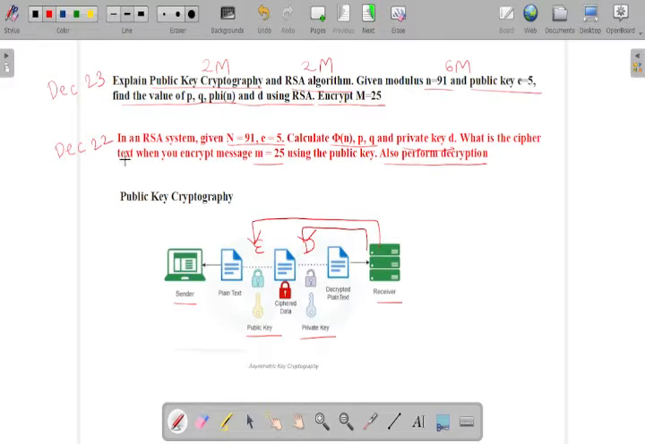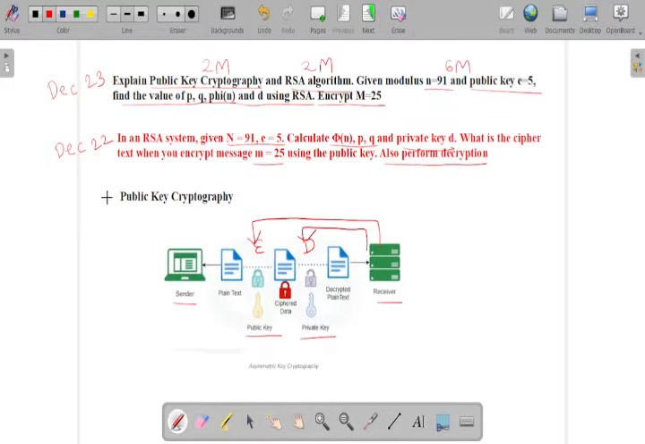But in case of the second question, you can check, there is no theory question asked. Directly they are asking for the example, but they are asking for the decryption process. But in the first example, they are asking for only encryption process.